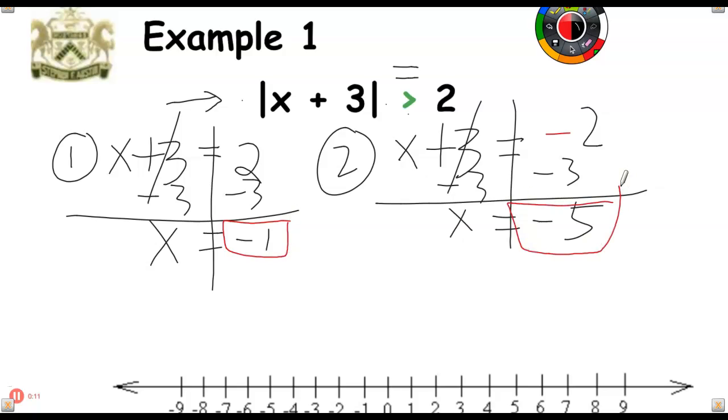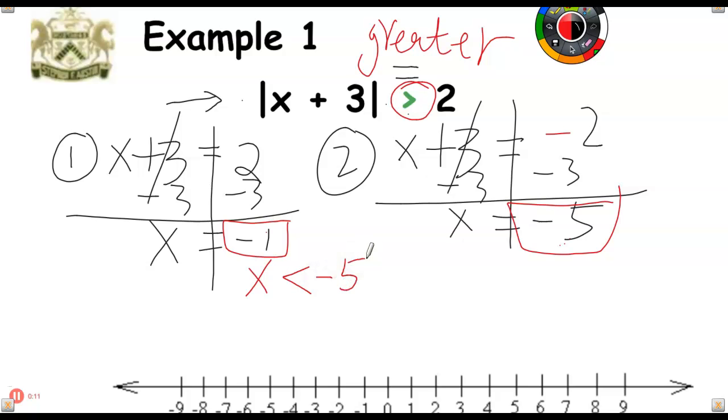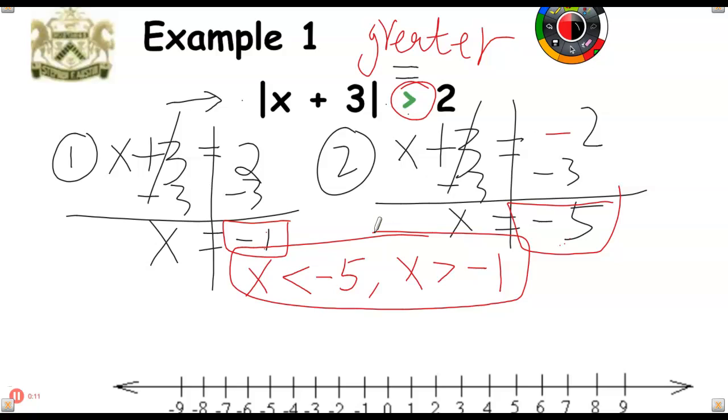next we're going to deal with the inequality symbol here. The inequality is greater than. So for greater than, your answer is always x smaller than the smallest answer, which is -5 in this problem. -5 is smaller than -1. So the smaller solution is -5. So your x is smaller than the small solution, or your x is greater than the bigger solution, which is -1. So this is your answer with the inequality symbol in it.